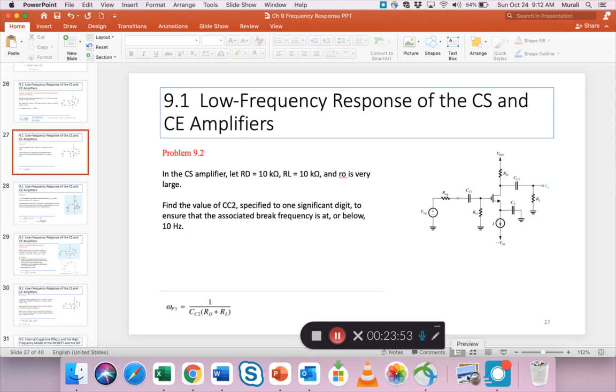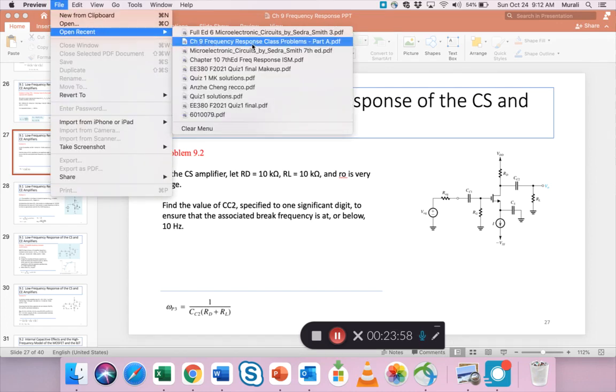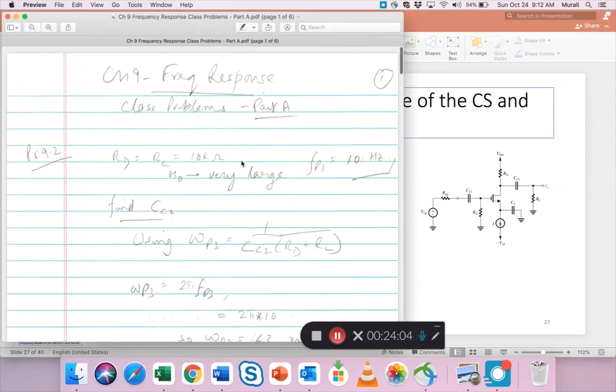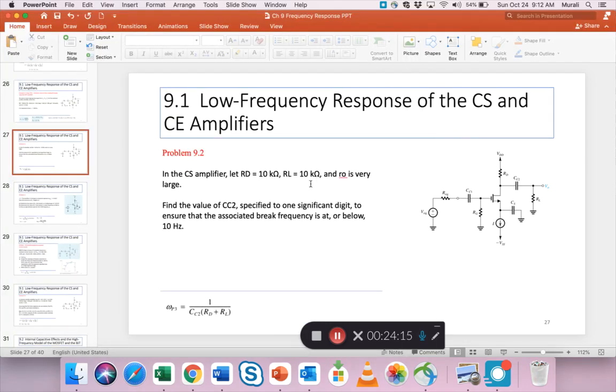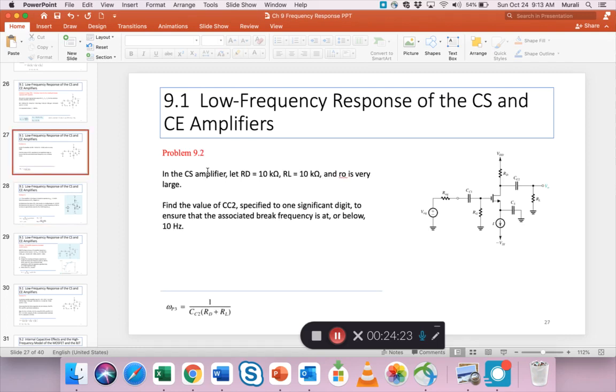So hold on. Yeah, here are my handwritten problems solved on this chapter. So I call this file frequency response class problems part A. Okay. All right. So let's look at 9.2 first. For some reason I do 9.2 first and then 9.1. They're simple problems. You're going to find that there's not too much mental effort to do this, I hope.